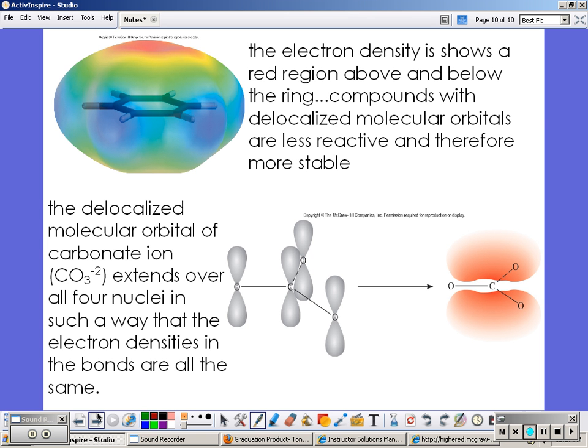Now another one that has these delocalized molecular orbitals is the carbonate ion, or CO3 2-. We have a double bond occurring, so it extends over all 4 of my atoms. So we could have the double bond here, we could have it between those two, or we could have it between these two. So we have this region of electron density above and below the plane. So it makes it a little bit more stable and therefore less reactive.